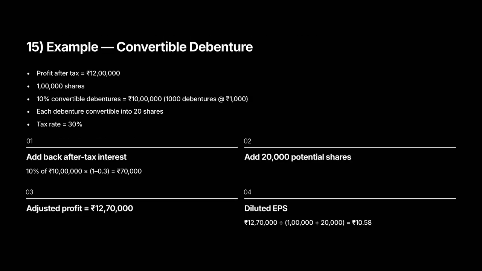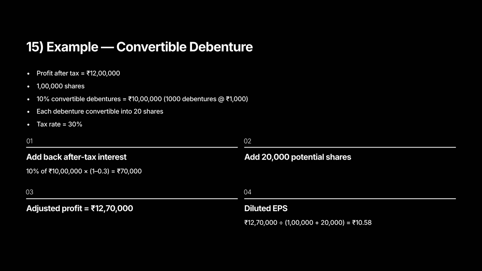Example: convertible debenture. Profit after tax is 12 lakh rupees. The company has 1 lakh shares and 10 lakh rupees of 10% convertible debentures, each convertible into 20 shares. Tax rate is 30%. Step 1. Add back after-tax interest. 10% of 10 lakh times 1 minus 0.3 equals 70,000.